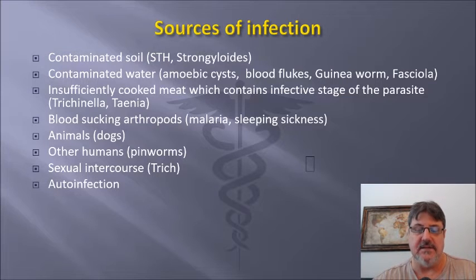Blood-sucking arthropods: the Anopheles mosquito for malaria, the tsetse fly for sleeping sickness. Dogs or animals are an example of where something like Toxocara could be transmitted via your pet. Other humans, pinworms is a good example. Sexual intercourse, Trichomonas vaginalis, and autoinfection, which we've already talked about.